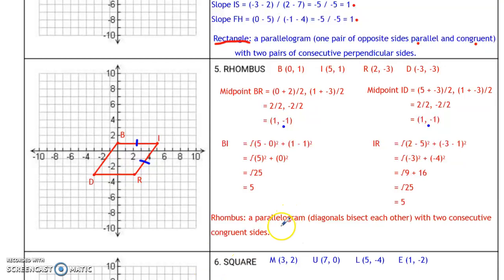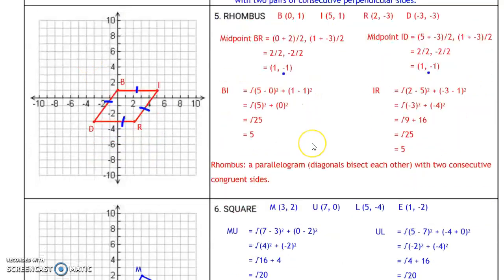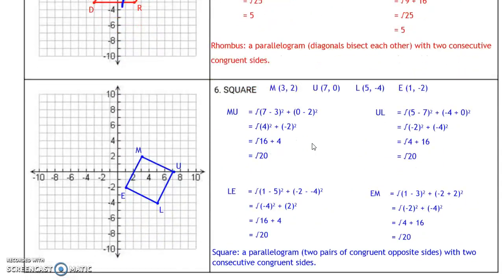Well, I already know it's a parallelogram, so I already know that BI is congruent to RD. If I can successfully prove that BI is congruent to IR as well, that means it has to be a rhombus because all 4 of these sides have to be perpendicular. I'm sorry, they all have to be congruent. Whew, good save.